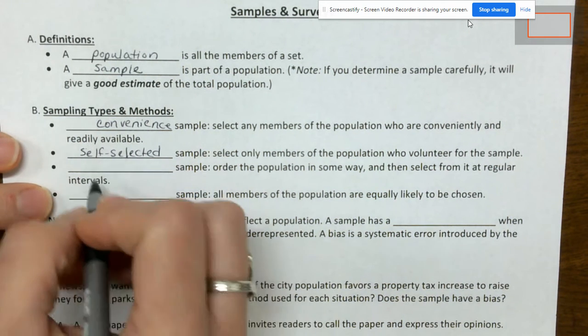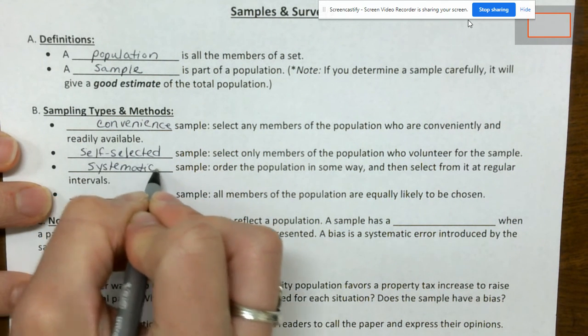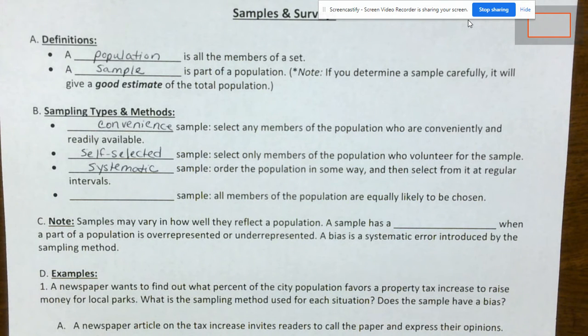The other type of sample is a systematic sample. That's when you put the population in some kind of order and then you select at regular intervals. In other words, I might take the entire student body of Randleman High School, put everybody in alphabetical order, and then choose every fifth person to ask them a question.